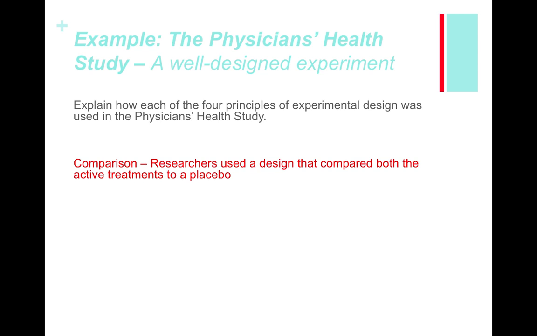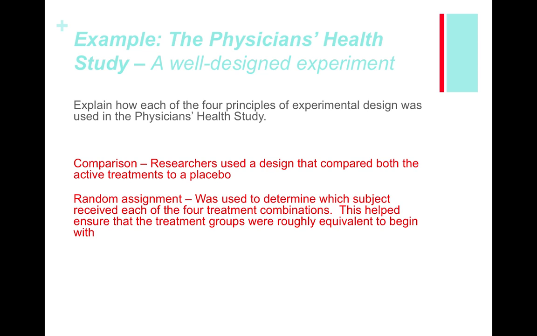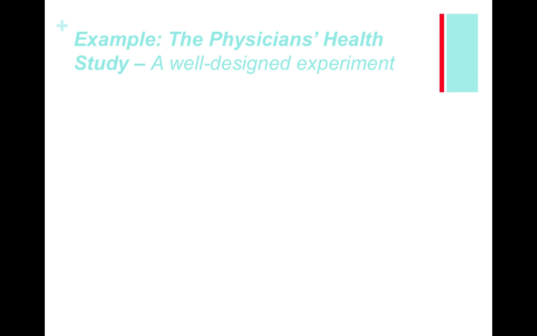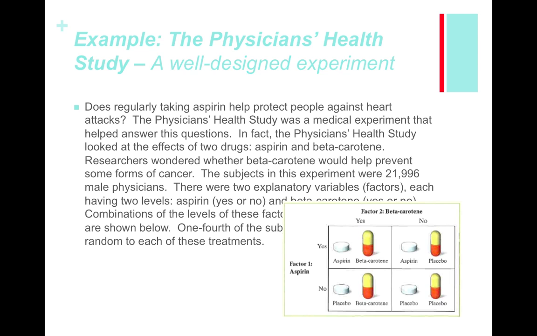Researchers used a design that compared both active treatments, so both the beta-carotene and the aspirin, to a placebo, a dummy pill. Then they randomly assigned, okay? That was used to determine which subject received each of the 4 treatment combinations. This helped ensure that the treatment groups were roughly equivalent to begin with. So that was that chart that was here. So these are the 4 different treatments. They were randomly assigned to them.